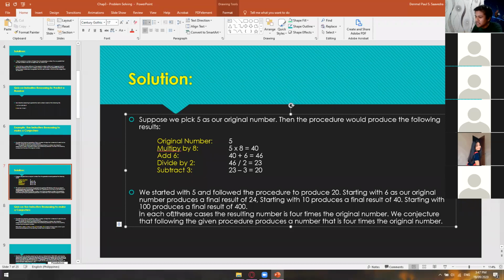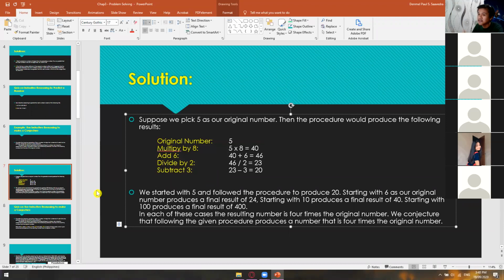So here's another conclusion. So in each of these cases, the resulting number is 4 times the original number. If you notice, when you start with 5, you'll get basically times 4, or multiplied by 4, then you'll get 20. 6 times 4 is 24. 10 times 4 is 40. And then 100 times 4 is 400. Okay? So in those examples, the first one is 5, 6, 10, and then 100. In those examples, we've concluded that all of those results are just quadrupled, or multiplied by 4. Okay, so we can say that we conjecture that the given procedure produces a number that is 4 times the original number. So this is what we can say, our deduced reasoning, using this formula or using those 5 steps. Okay?